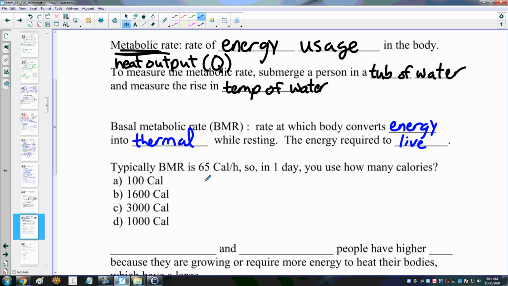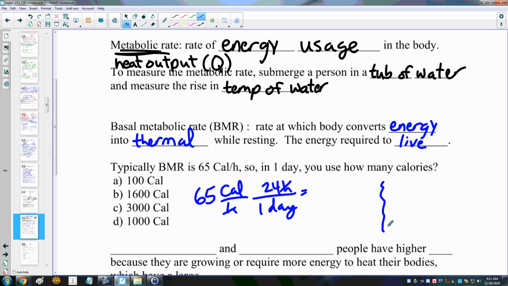Well, 65 calories per hour. Remember back to chapter 0, this is a great way. You're really doing unit conversions. I want to go from calories per hour to calories per day. I know that in one day there are 24 hours, so my hours cancel out. And then let me show you a good way to do this so you don't have to use a calculator, because you can't use a calculator on our test.